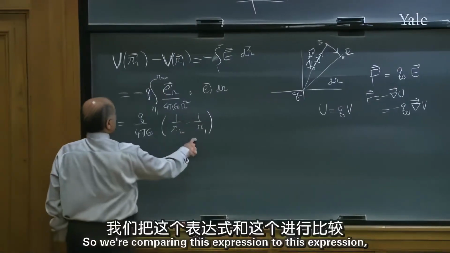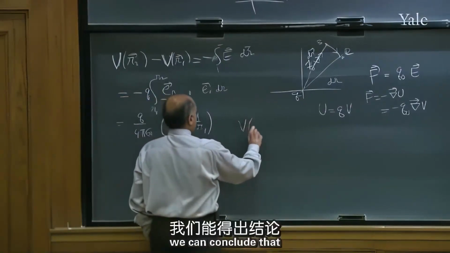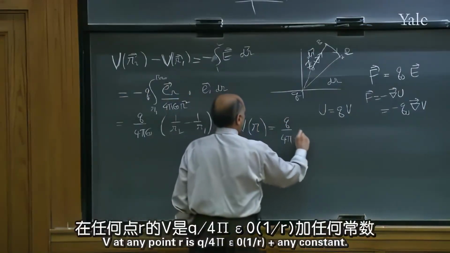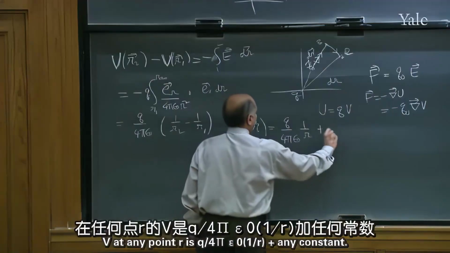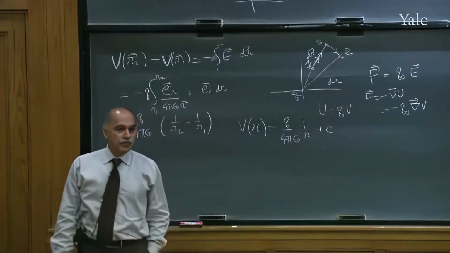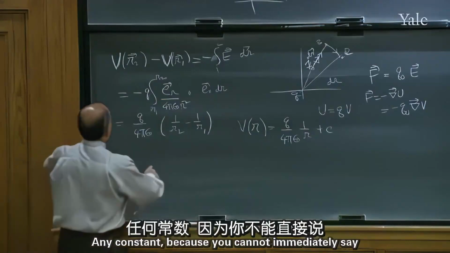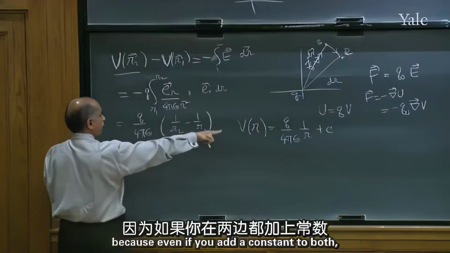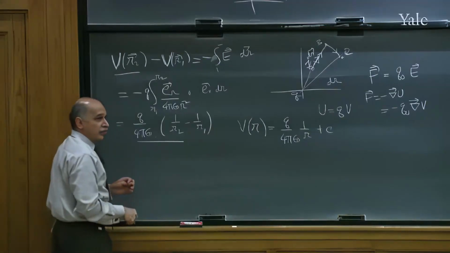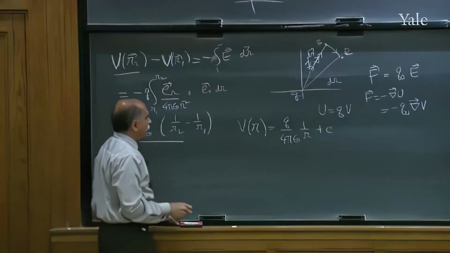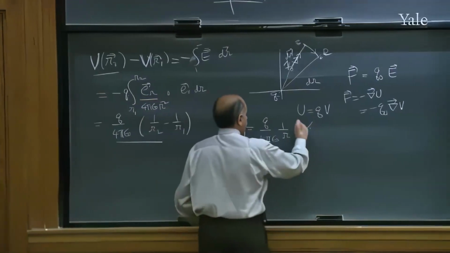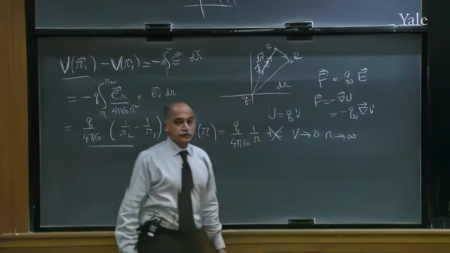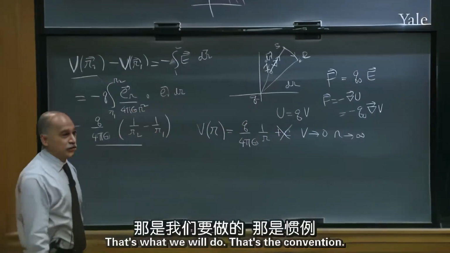So by comparing this expression to this expression, we can conclude that V at any point R is Q over 4 pi epsilon 0, 1 over R, plus any constant. Any constant, because you cannot immediately say this guy is equal to this guy and this guy is equal to that guy, because even if you add a constant to both, it will still be true. And we can pick the constant any way we like. It is common to pick the constant so that V goes to 0 as R goes to infinity. That's what we will do. That's the convention.